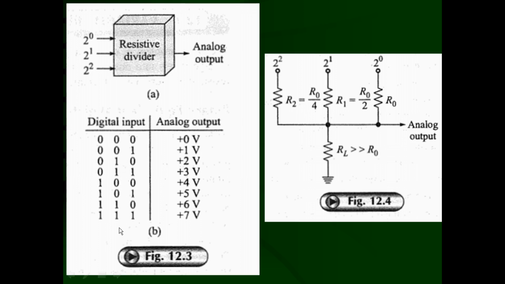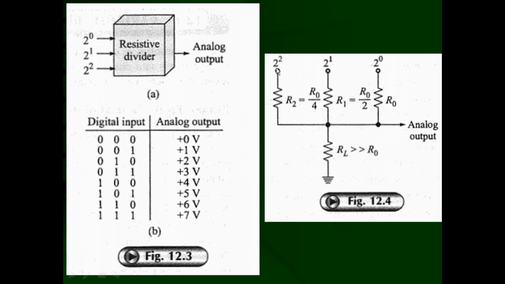So from this to this there will be 8 different combinations, starting from this, which corresponds to 0 volt, and the last corresponds to plus 7 volt. That way the digital signal is supposed to be converted into an analog signal. These are the requirements, and they can be fulfilled by using this variable resistor network.